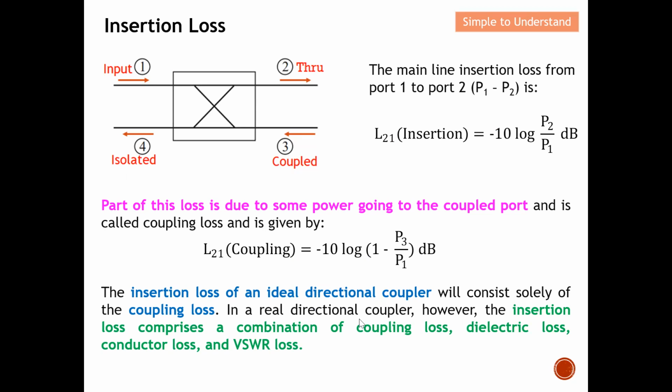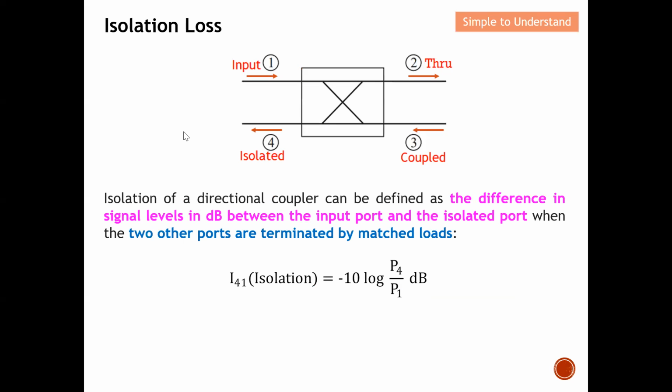In a real directional coupler, however, the insertion loss comprises a combination of coupling loss, dielectric loss, conductor loss, and VSWR loss. So basically, in short, it is almost not possible to have so-called zero insertion loss, which means that insertion loss equals the coupling loss. So in short, insertion loss actually includes the coupling loss, the dielectric loss, conductor loss, and also the VSWR loss. Let's move on to isolation loss.